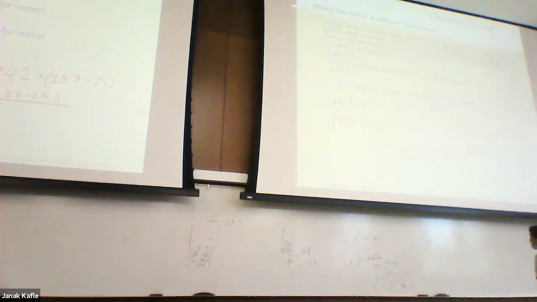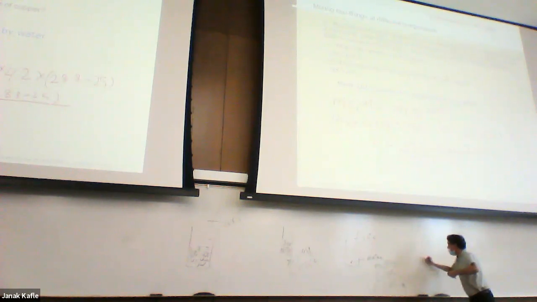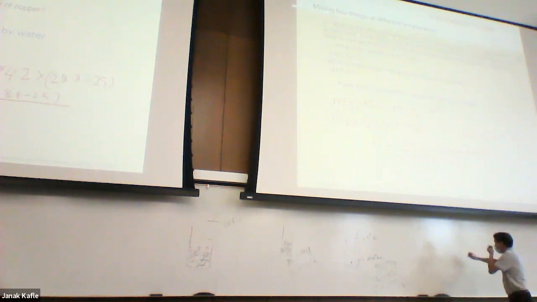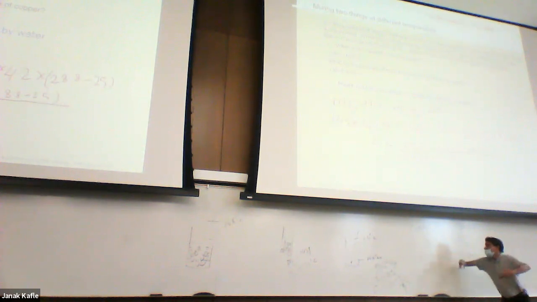So let's put this one here. This is the copper side, and this is the water side. The copper side is M C T2 minus T1, and this is for the water side, M C T2 minus T1. So the equation is always the same. This is the heat lost by copper, and this is the heat gained by water. So how much heat copper lost, that much heat water gains, right? So both numbers are equal.